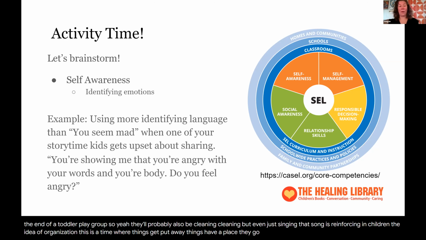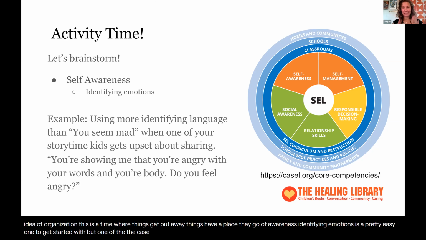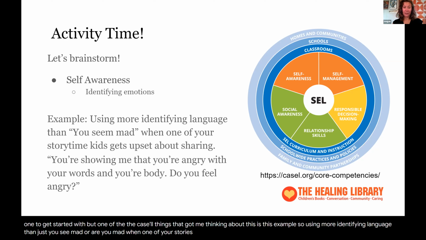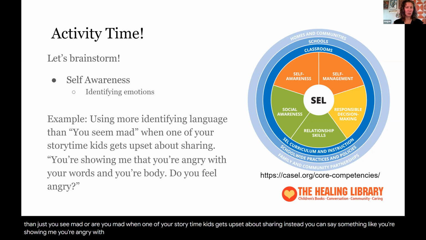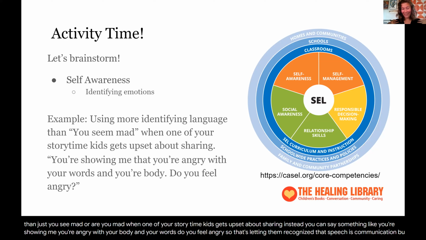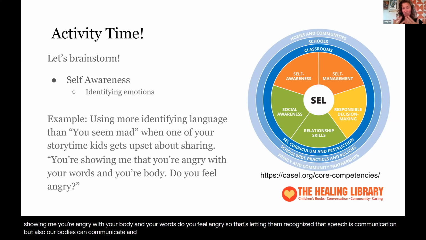In terms of self-awareness, identifying emotions is a pretty easy one to get started with. But one of the CASEL things that got me thinking about this is this example. Using more identifying language than just, you seem mad, or are you mad, when one of your storytime kids gets upset about sharing. Instead, you can say something like, you're showing me you're angry with your body and your words. Do you feel angry? That's letting them recognize that speech is communication, but also our bodies can communicate. And the communication that you're sending out is the emotion of anger. And do I see and hear that properly?